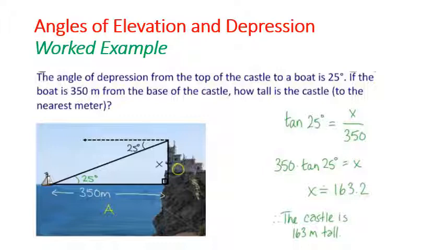Putting that into the calculator gives us the value that X is equal to 163.2 meters. Seeing we've been asked to give the answer to the nearest meter, we just simply round that off to 160 meters as the height of the castle. And bearing in mind that is the height, in this case, from sea level up to the top of the castle.